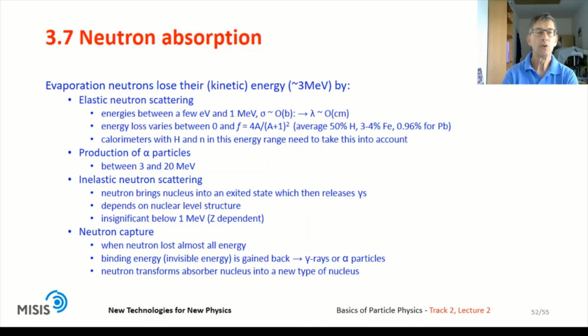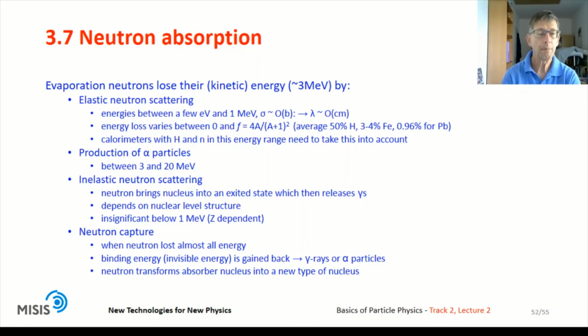The evaporation neutrons, which are thermal neutrons, as said, with an energy of approximately 3 or 2 MeV, will lose their energy through elastic neutron scattering. This happens for energies between a few electron volt and 1 MeV. The energy loss varies between 0 and this formula. For hydrogen, this would be 50%. That's why often hydrogen is used for shielding, and it has an impact clearly on the design of your calorimeter.